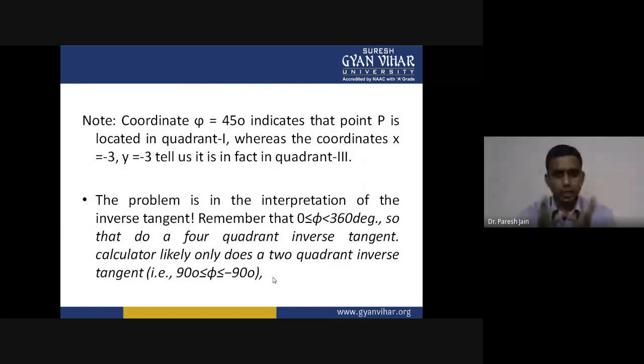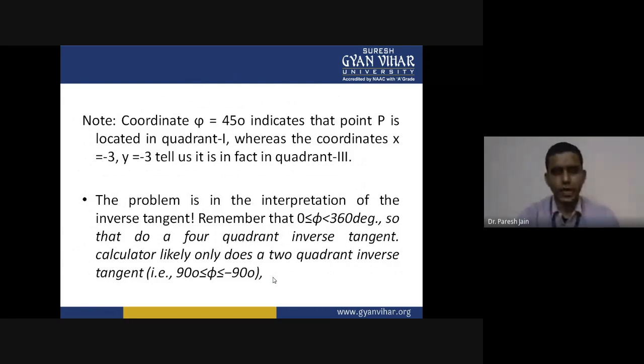From the values, you are able to easily understand that the value of xy relates to the third quadrant, and the value of phi is in the first quadrant. So how is it possible? It is something horrible, so we cannot conclude that. Now we are going to discuss further. The problem is in the interpretation of the inverse tangent.